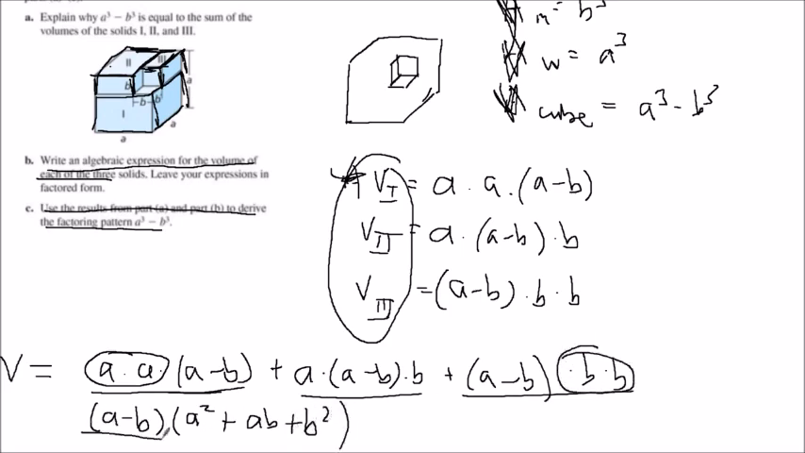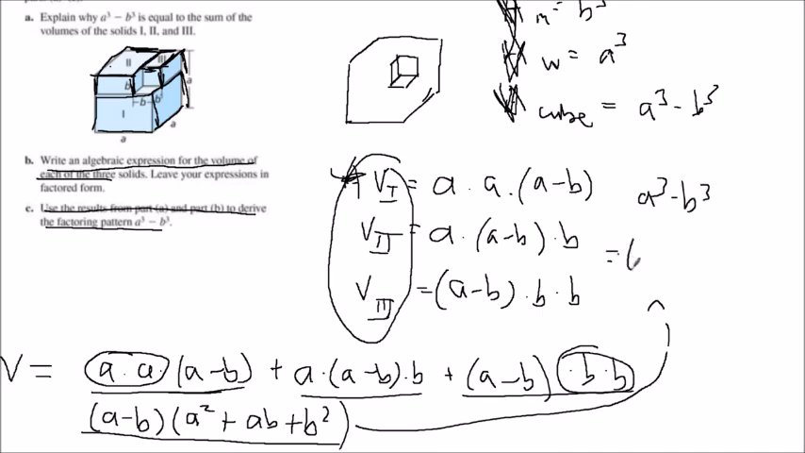So then we'll have this factoring pattern where a cubed minus b cubed is equal to a minus b times a squared plus ab plus b squared, all derived from simply this shape. The shape of the cube derived our pattern of a cubed minus b cubed equals a minus b times a squared plus ab plus b squared. Isn't that cool?